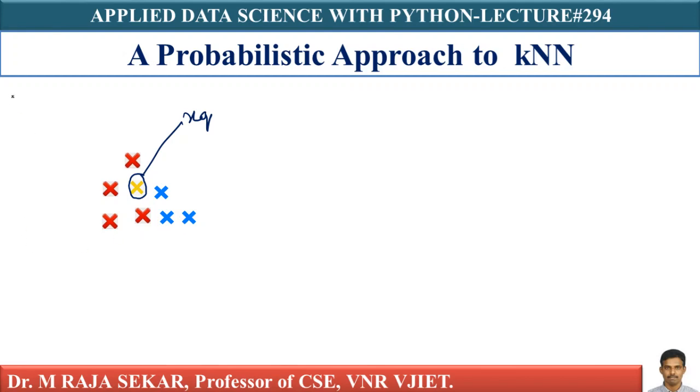Imagine I have 7 nearest neighbors. Let's assume my KNN has k equal to 7. So given my xq, I have these 7 points. 4 points are negative points and 3 points are positive points. These blue points are positive points, red points are negative points, and this one, xq, is a query point.